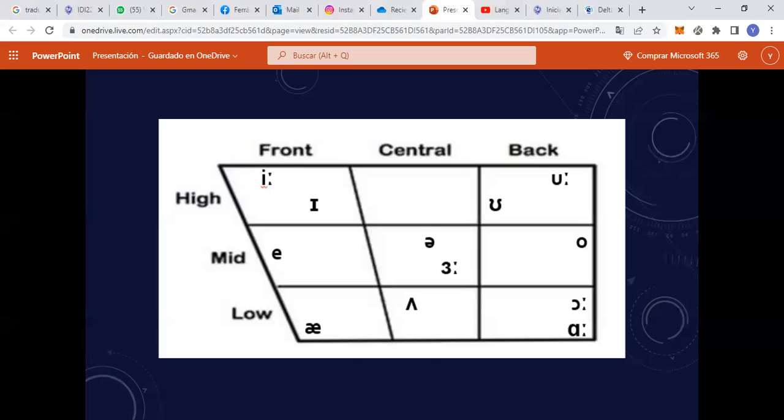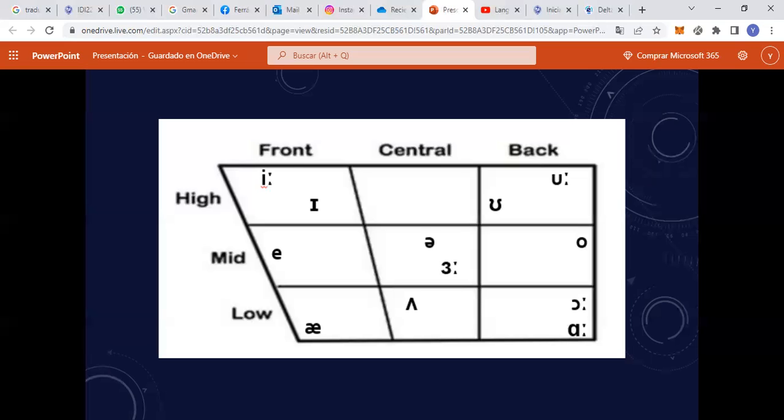Now let's move on to the central part. This is the schwa sound right here. The schwa is the most neutral vowel sound in American English. And look where it's positioned. It's positioned right in the center, right in the middle of the chart, because the tongue is basically at rest pose. So it's resting there on the bottom part of the mouth.